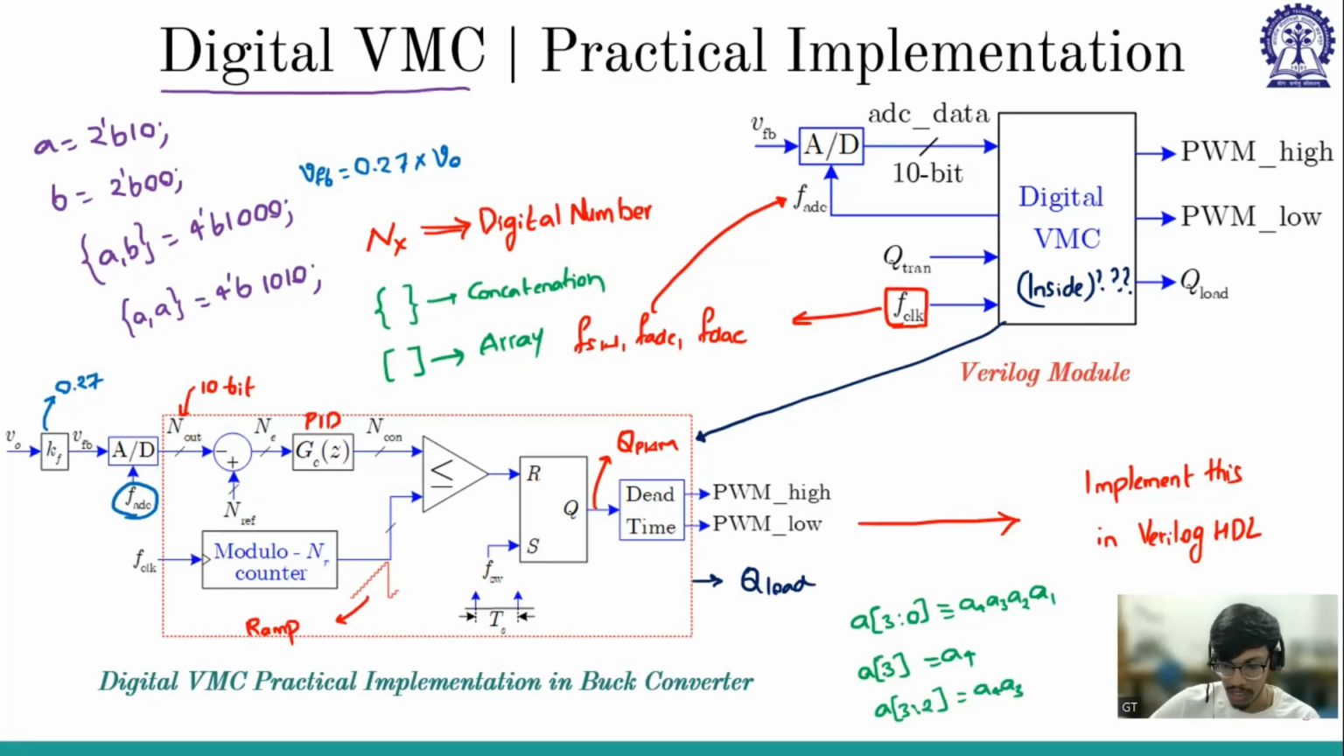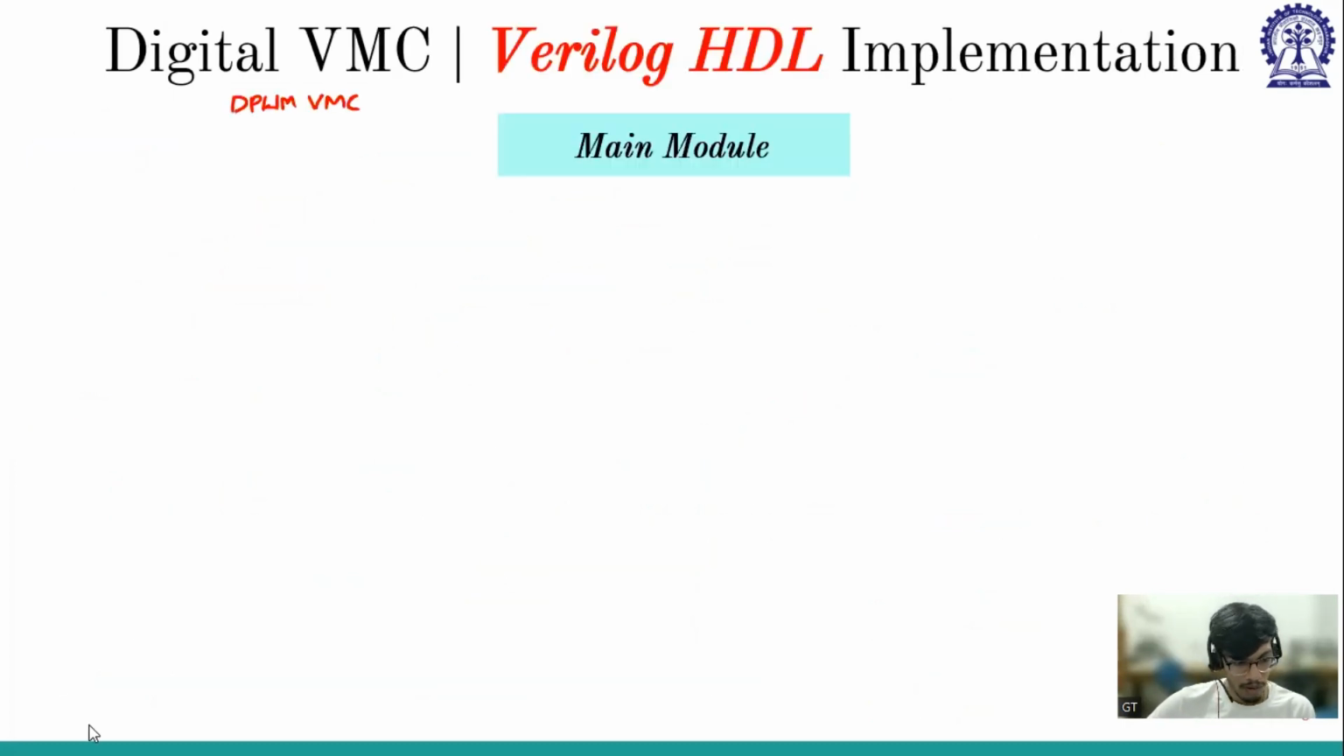SAR has used this square bracket, which we'll discuss when we go into that Verilog module. But just remember, this is for concatenation and this is used for an array or any vector variable. So we'll come there. Our DPWM VMC has 3 submodules. One is the clock generator, the other one is digital PID, and the other one is DPWM with dead time.